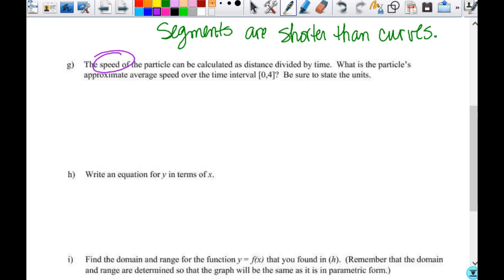So speed, and it even says distance divided by time. Well, your distance in this case is feet, right? Your time in this case is seconds. So your units are feet per second. Okay? Sometimes people get real tied up in how am I supposed to know what the units are? It's speed. It's like miles per hour. We're just talking feet per second. Because then it says, what is the particle's approximate average speed over the time interval? And be sure to state the units.